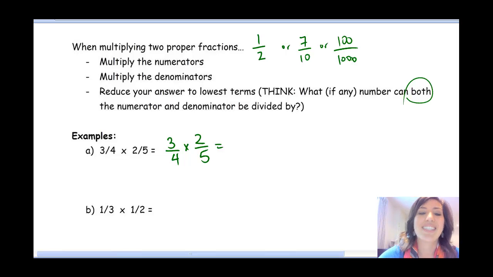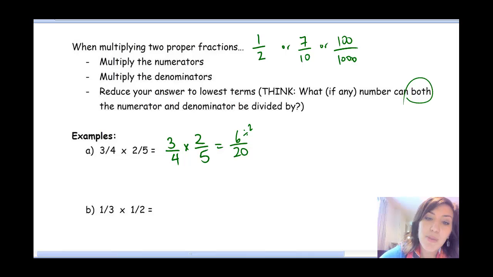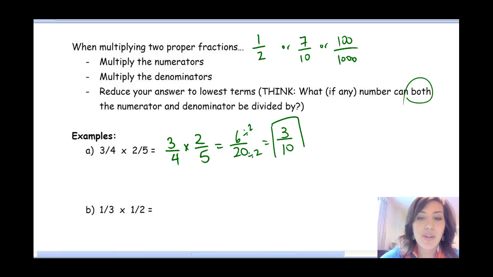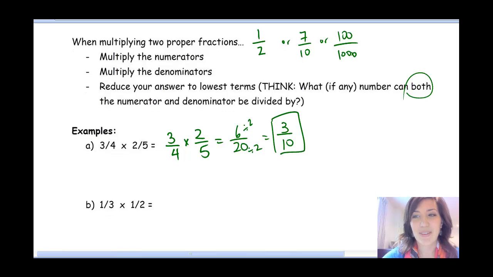So let's look at this example. 3 times 2 is 6, 4 times 5 is 20. We see that 6 and 20 are both even numbers. In fact, they can both be divided by 2. So 6 divided by 2 is 3, 20 divided by 2 is 10. So we've reduced 6 over 20 to 3 over 10.